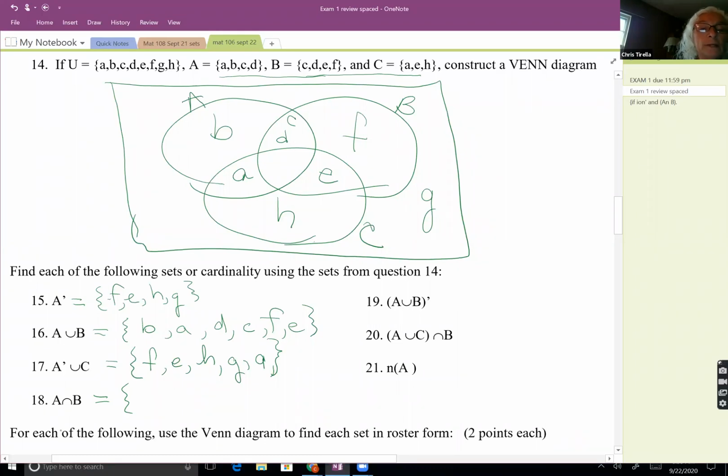Next one, A intersect B. When I compare A and B, what's their intersection? C and D. C and D, beautiful.